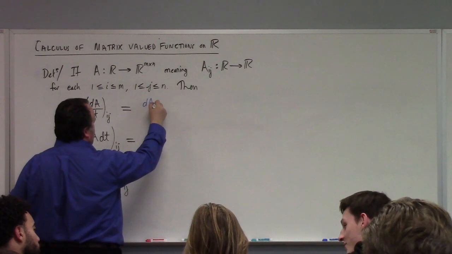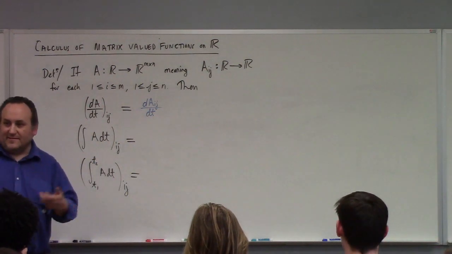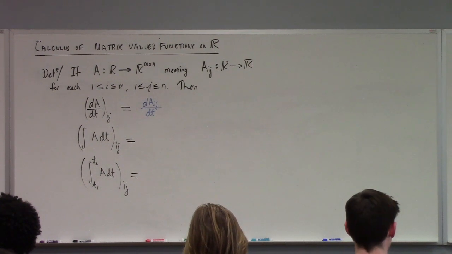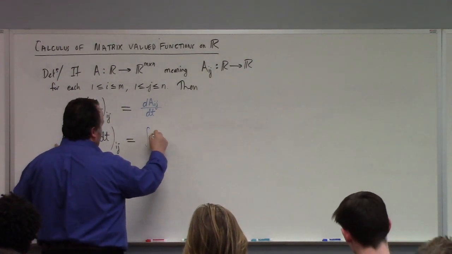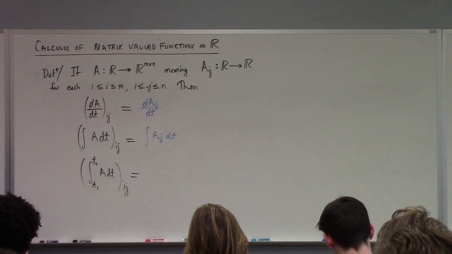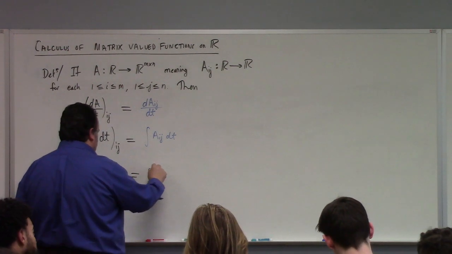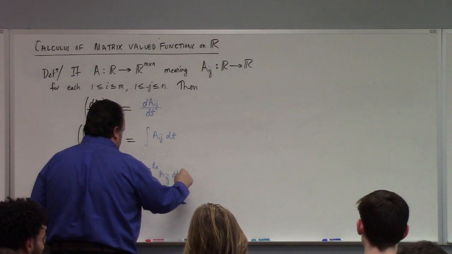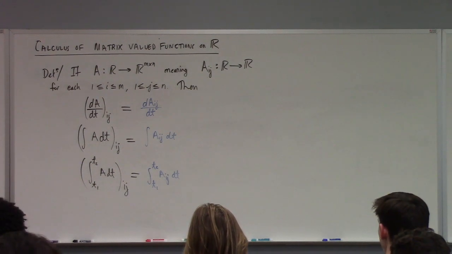So what that looks like here is just daij dt. It's so simple. If I didn't define this, you'd just do it, and you wouldn't have even questioned it. You'd just be like, yeah, everyone knows that. This, likewise, is the integral of aij dt. That's an indefinite integral. Likewise, the definite integral from t1 to t2 of aij dt. So we can define derivatives, indefinite integrals, definite integrals, just component-wise.